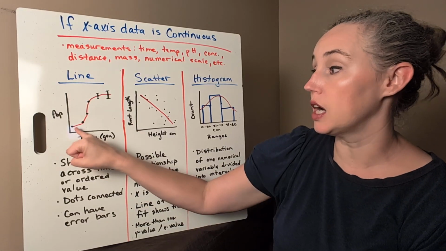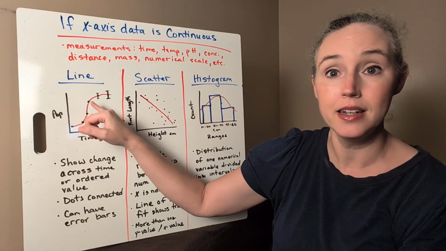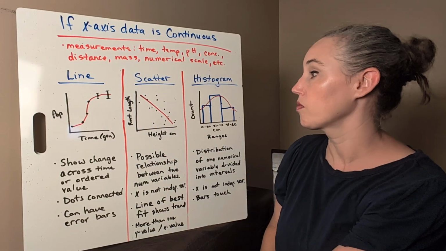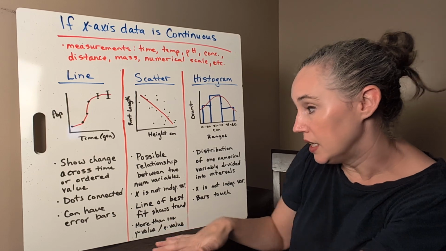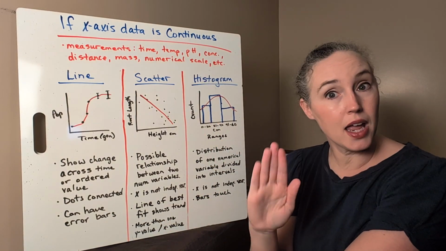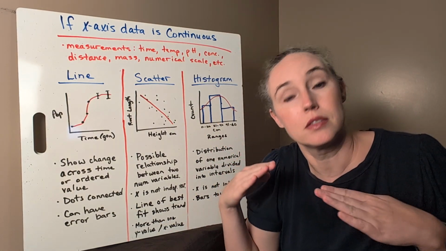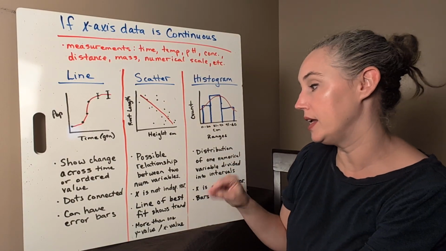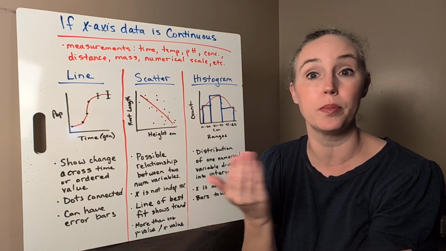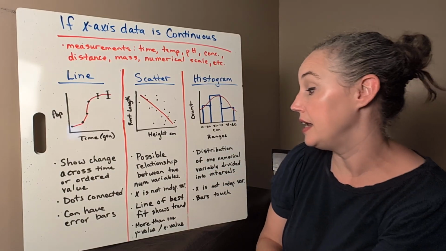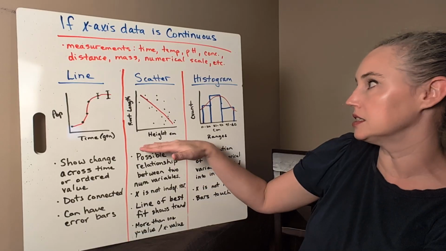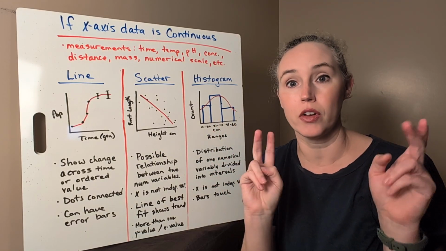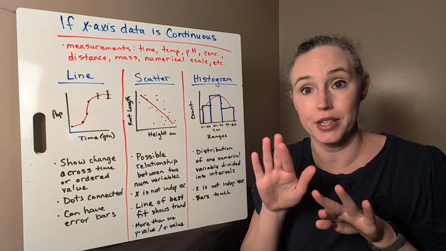On a line graph, your dots are clearly connected, and sometimes you'll see error bars on a line graph as well. A scatter plot is not the same as a line graph. Do not get these twisted. Okay, we use a scatter plot when there may be a possible relationship between two numerical variables. Now, note, in this case, actually in scatter plot and histogram, the x value is not showing an independent variable of an experiment. Okay, we're looking at something different.